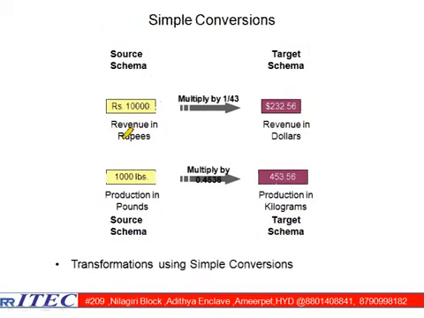Next one, I have money available in rupees, but I want to convert that into dollars. Let us say at the time of preparing the documentation, 143 rupees is equal to $1. That is the reason we gave 43. Now here I have weight available in pounds, but we are trying to calculate it in kilograms. So this is also one type of conversion. Transformations using simple conversions; most of the transformations are this kind of conversion.